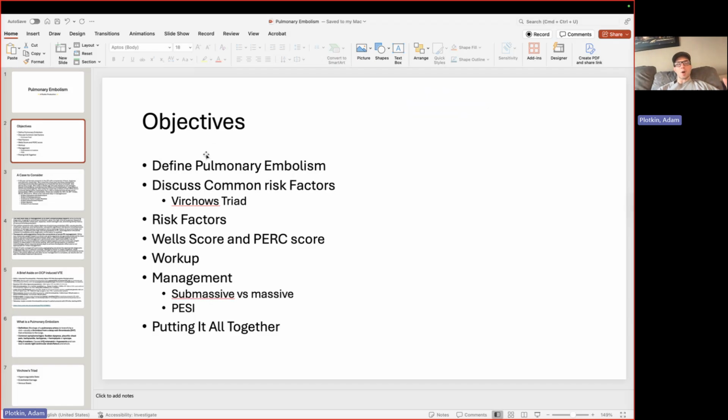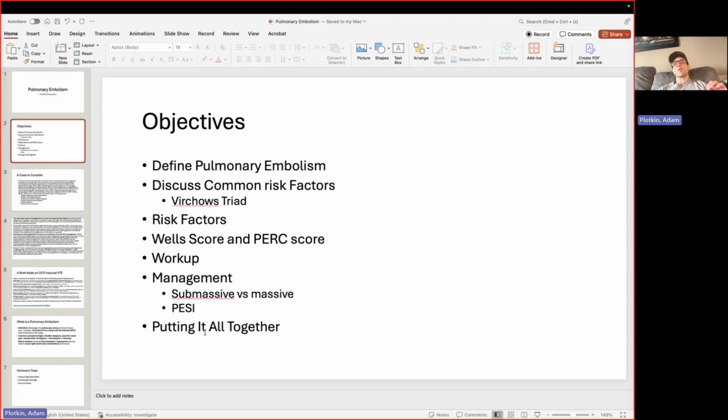So objectives wise, we're going to define pulmonary embolism. We'll talk about common risk factors. We'll discuss Virchow's triad, other risk factors that aren't discussed in that section. We'll do the Wells score and the PERC score. We'll talk about those, workup, management. We'll talk about submassive versus massive PEs and how the management changes with regards to those. We'll talk about something called the Pulmonary Embolism Severity Index, and then we'll do a putting it all together.